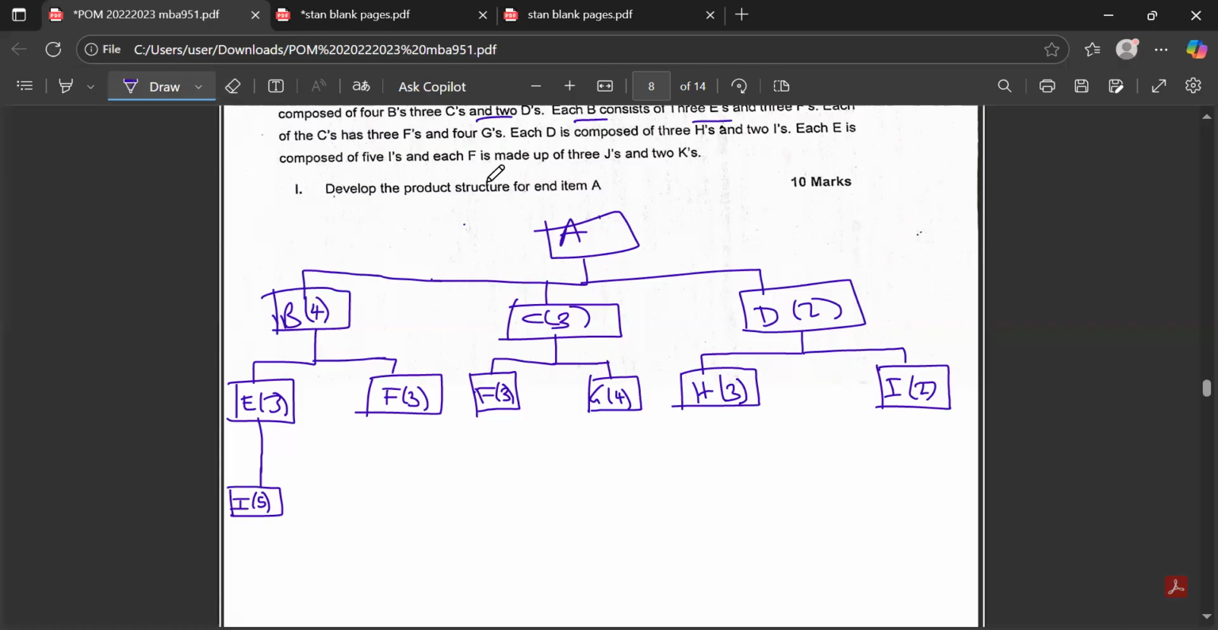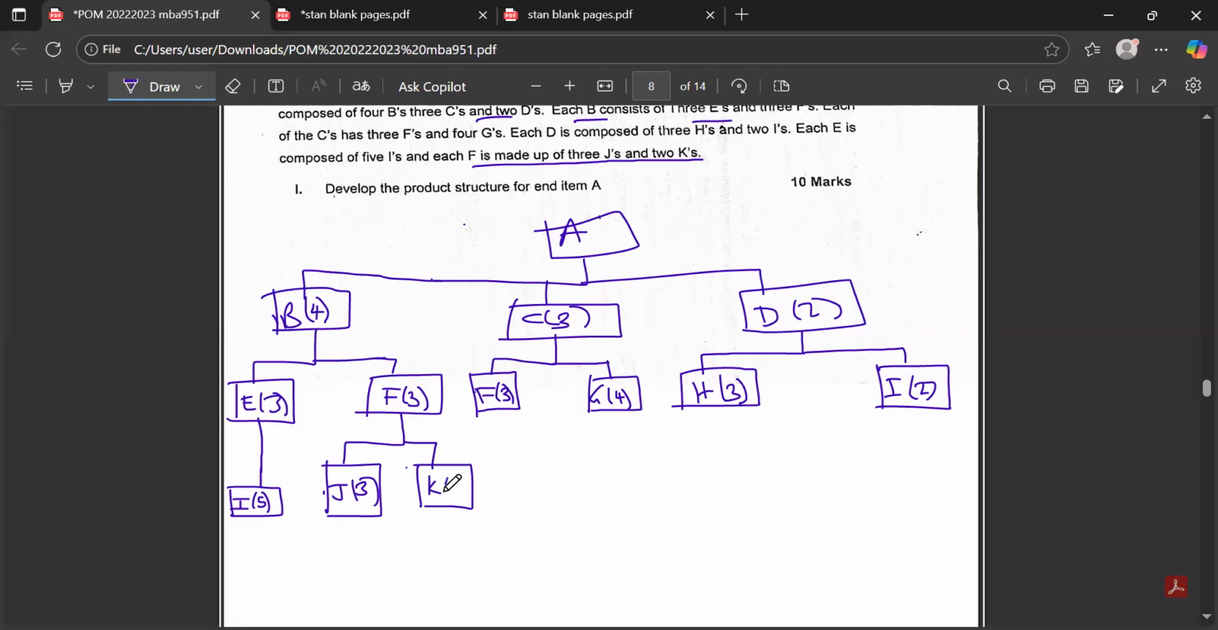Okay, and each F is made up of 3 J's. So F is made up of 3 J's and 2 K's. So J3 and 2K.